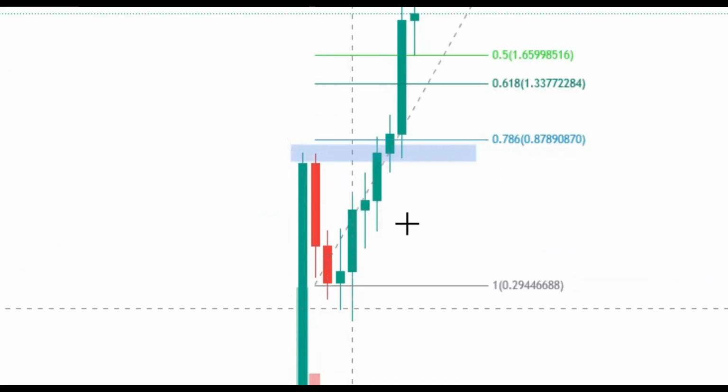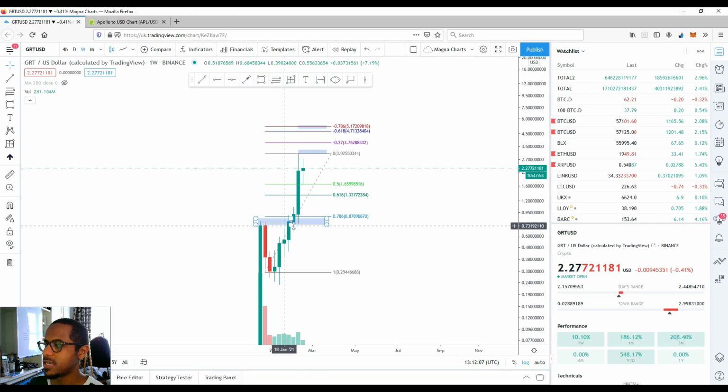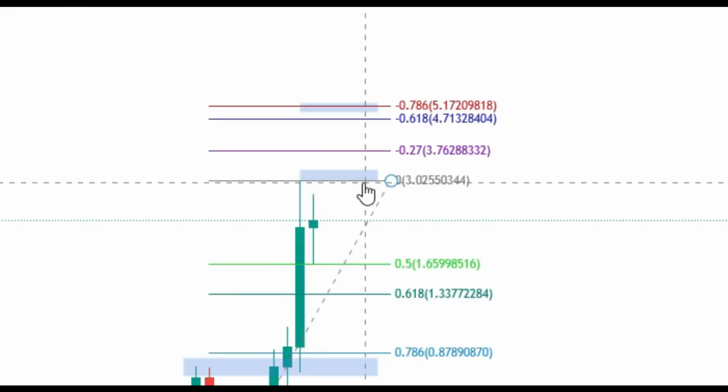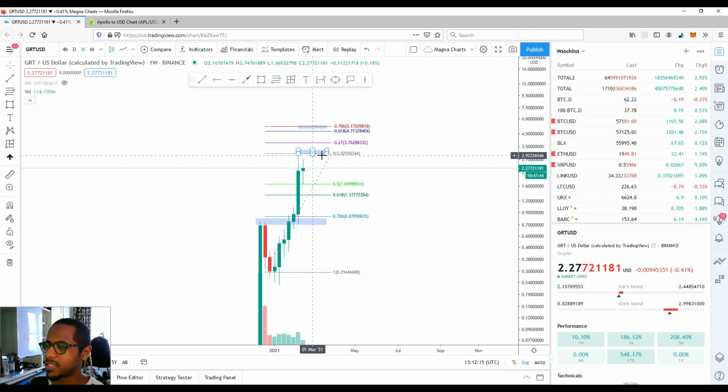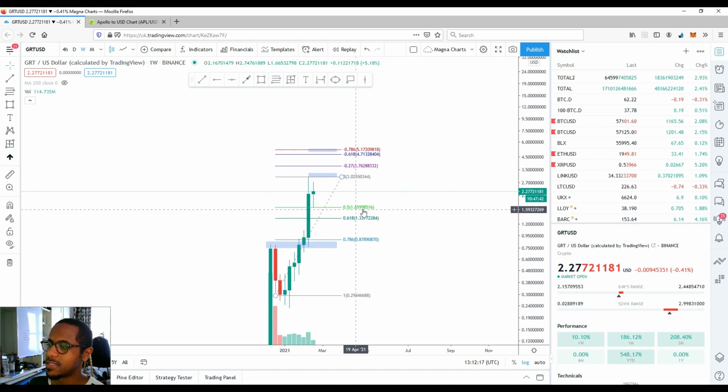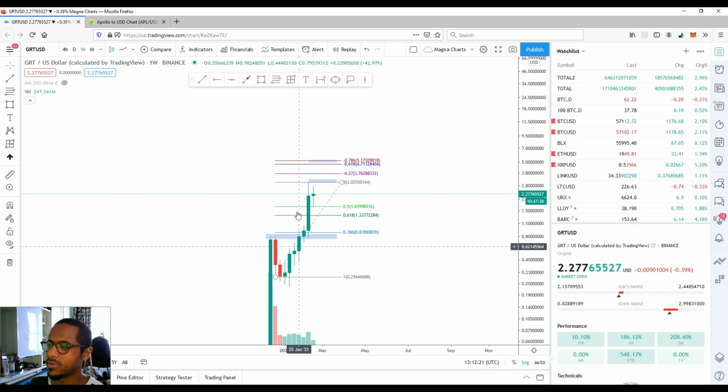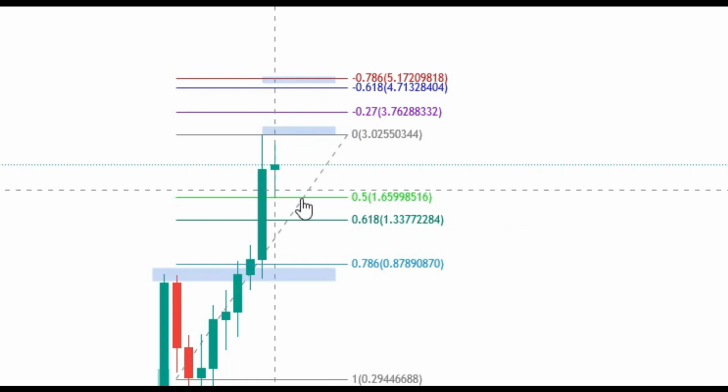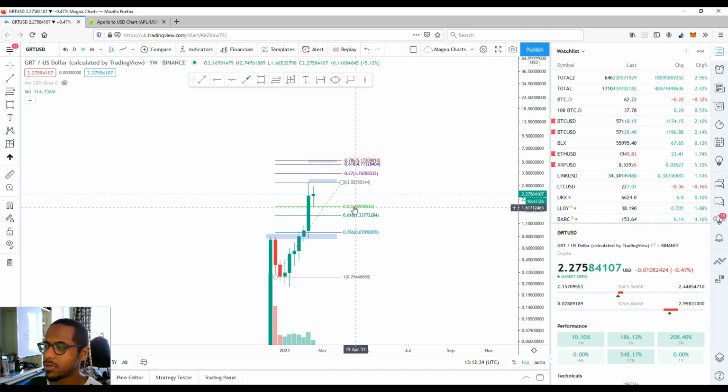Now, after it broke out of this handle formation at around 72 cents, it exploded in price up until $3, which was a big round number. It's retraced until $1.65. So what I've done is plotted a Fibonacci on this, using this as the low and the top of $3, which is an all-time high here. And then you can see that it's retraced to the 50% level on this Fibonacci.